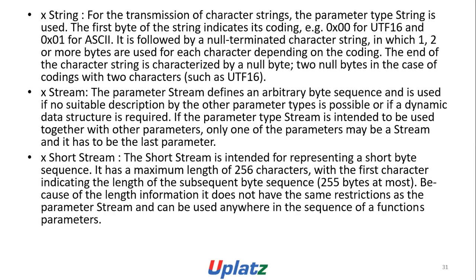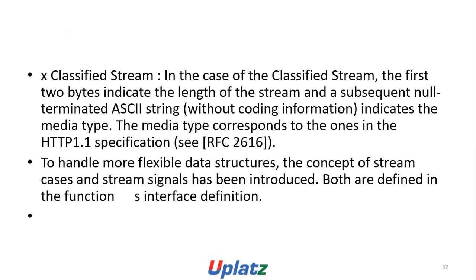Short stream. A short stream is intended for representing a short byte sequence. It has a maximum length of 256 bytes, with the first byte indicating the length of the subsequent byte sequence, 255 bytes at most. Because of the length information, it does not have the same restriction as the parameter stream and can be used anywhere in the sequence of a function's parameters.